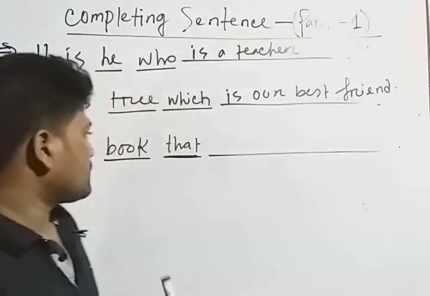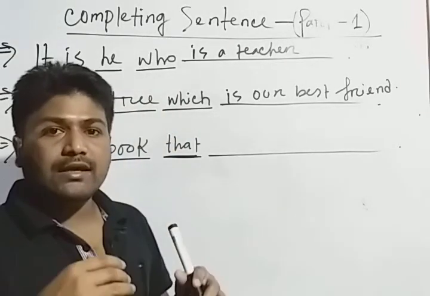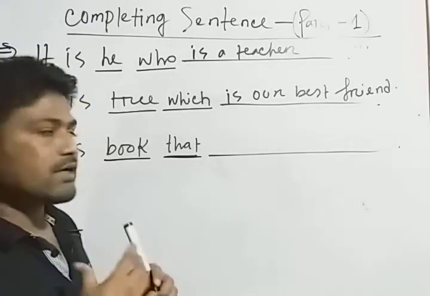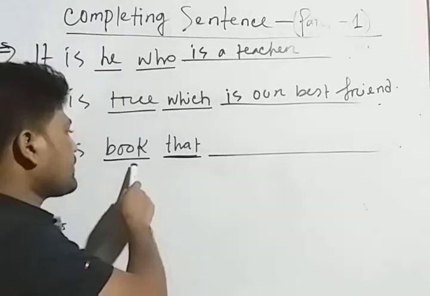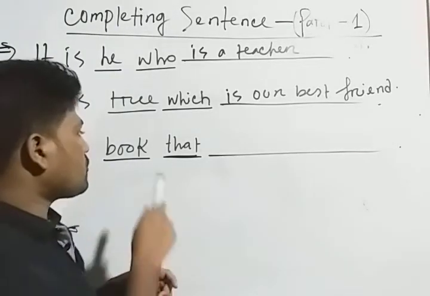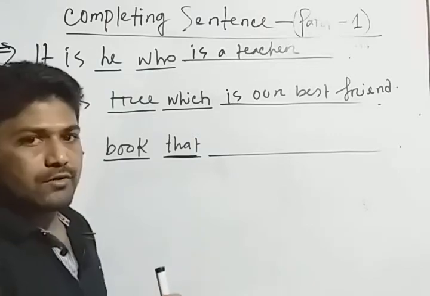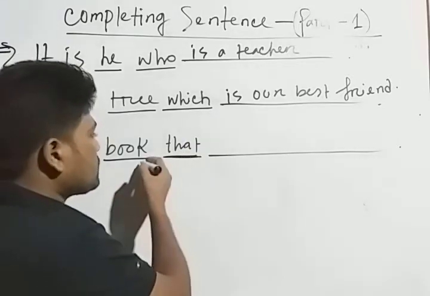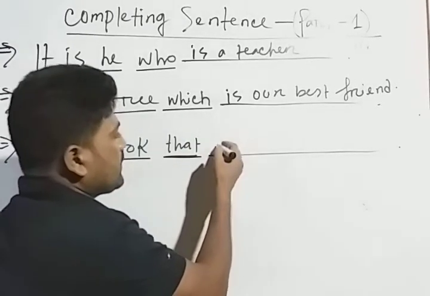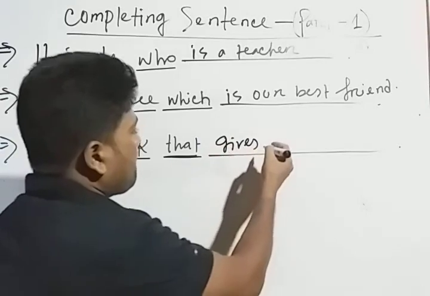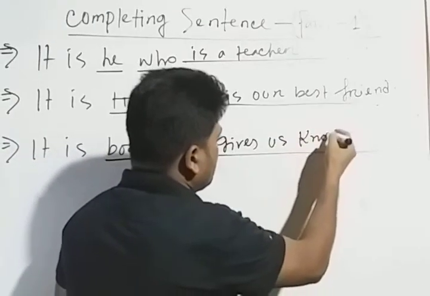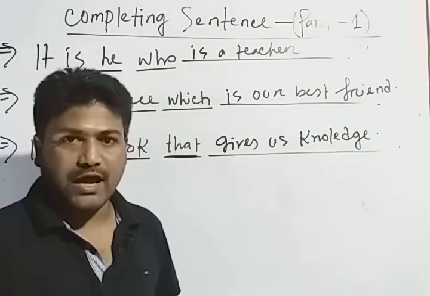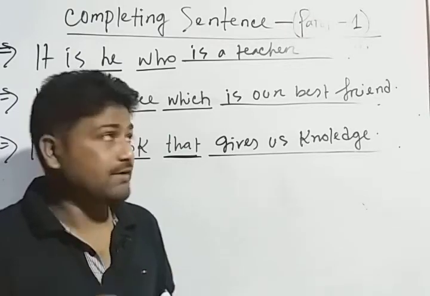So we can complete it with an easy sentence, right? Book gives us knowledge. The book is already given here. Now we will write down the rest of the sentence. Book is already given here, so we will write down gives us knowledge. So dear learners and viewers, I hope you have understood very clearly.